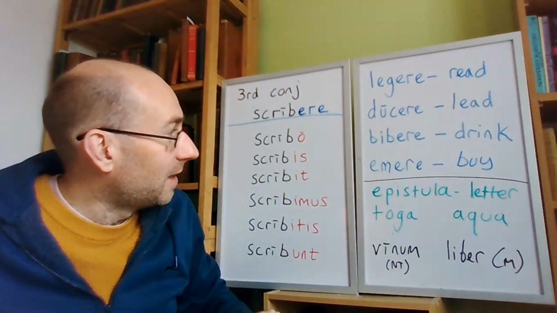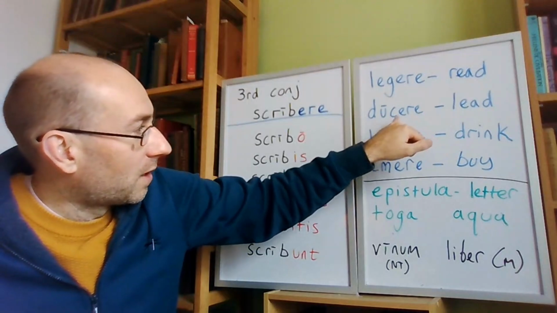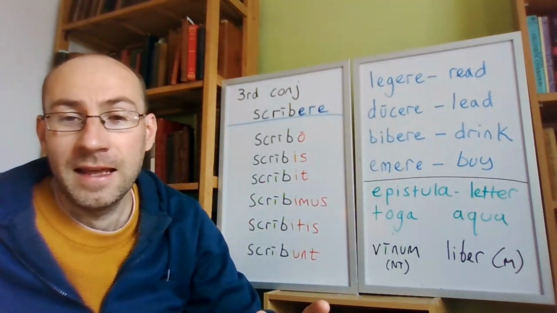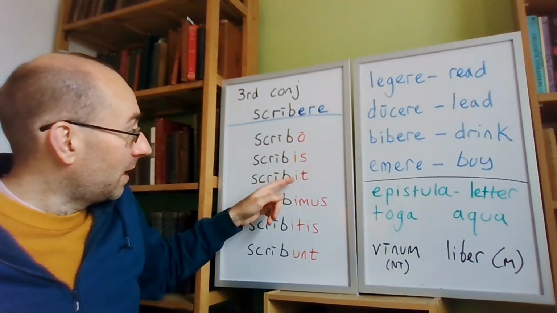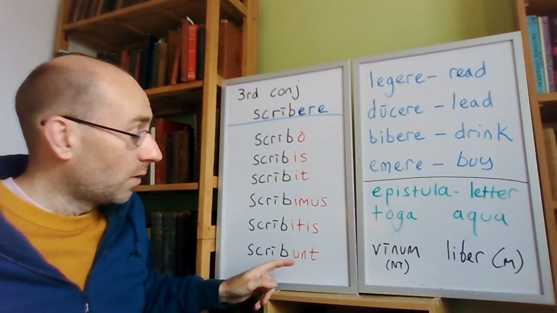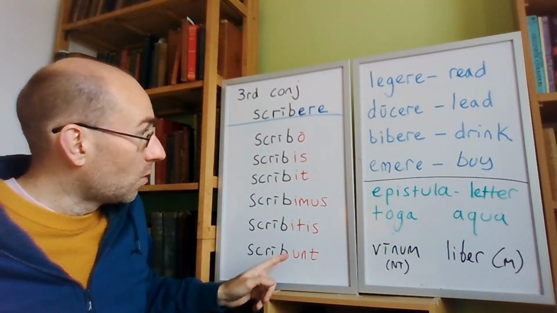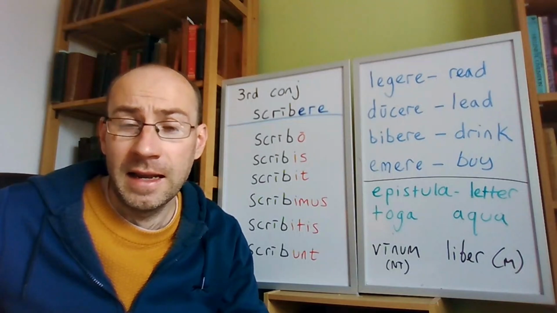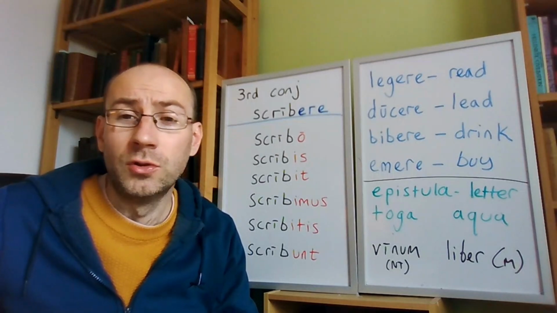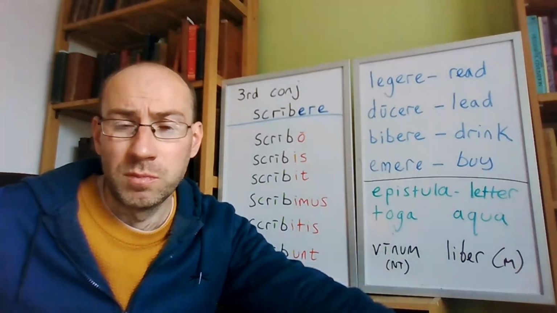Ducere, to lead. The duke leads. Take off the -ere. Duco, I lead. Ducis, ducit. Ducimus, ducitis, ducunt. So, scribere, to write. Legere, to read, legible. Ducere, you're the duke, you're leading, to lead. To take somebody to a place.